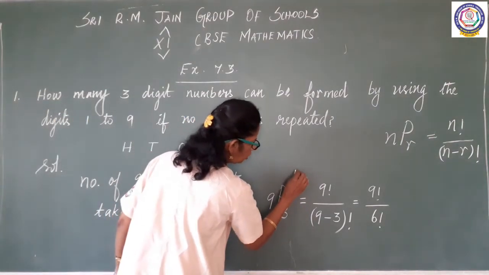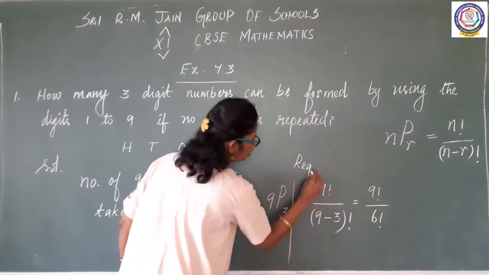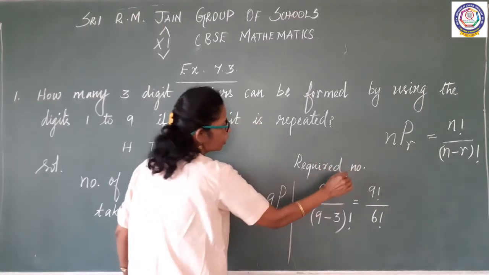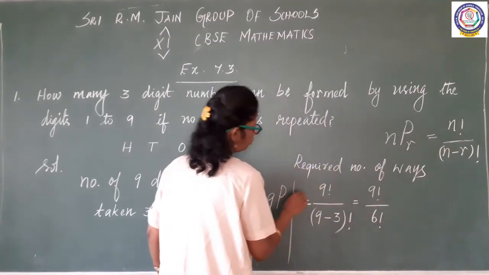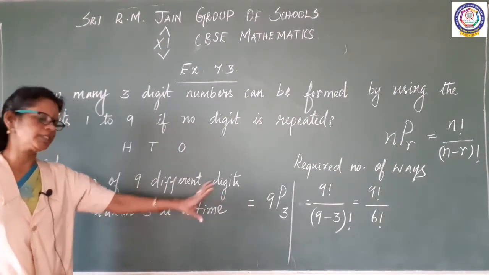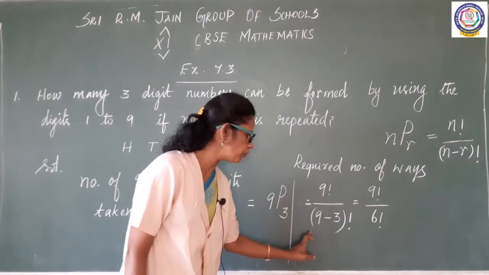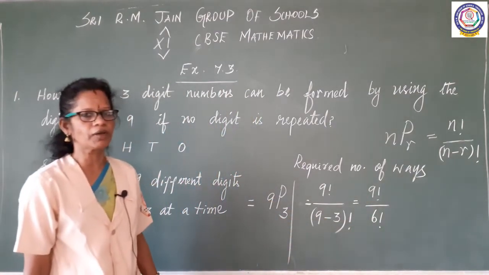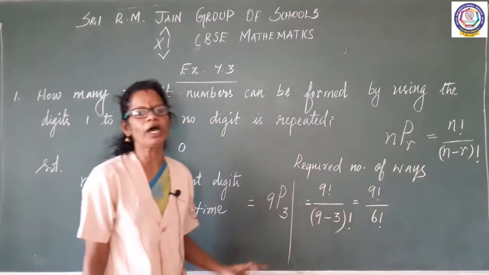Here one thing you have to write: required number of ways, like that you write, right? Required number of ways equal to the number of 9 different digits taken 3 at a time, that is 9P3. That is 9 factorial divided by (9 minus 3) factorial, that is 9 factorial by 6 factorial.